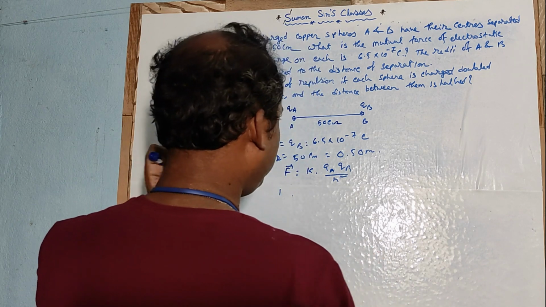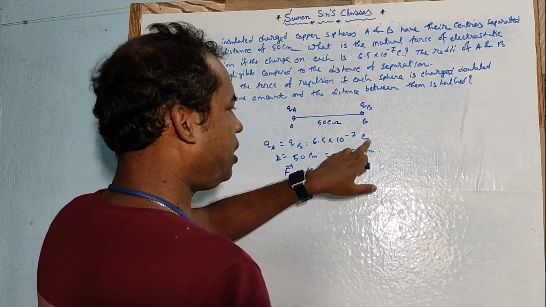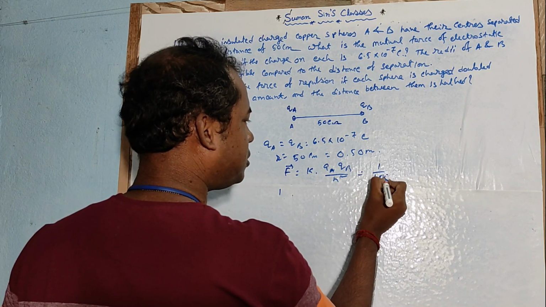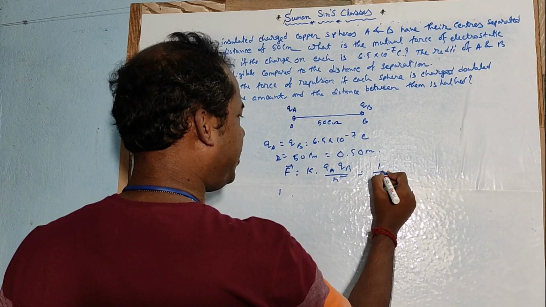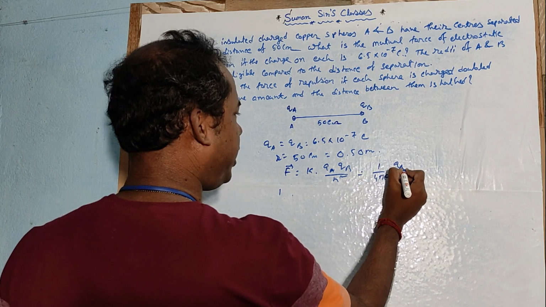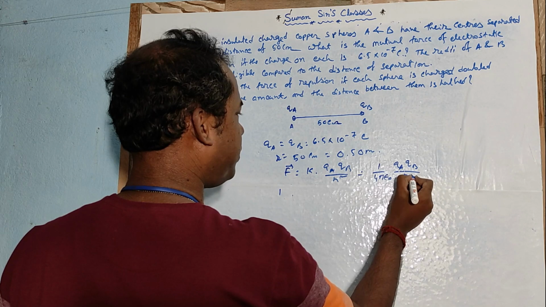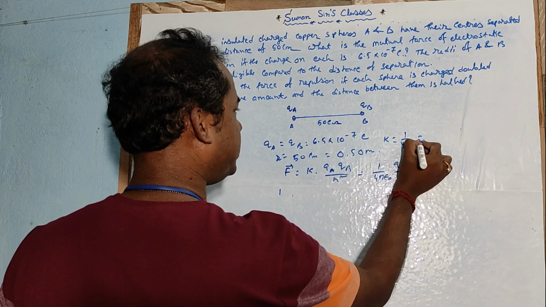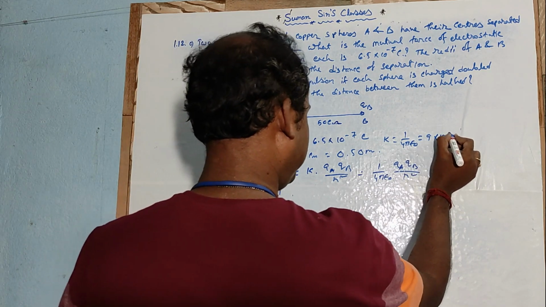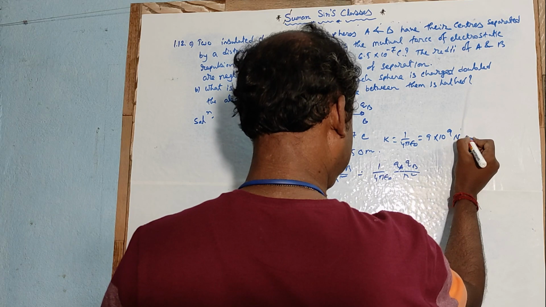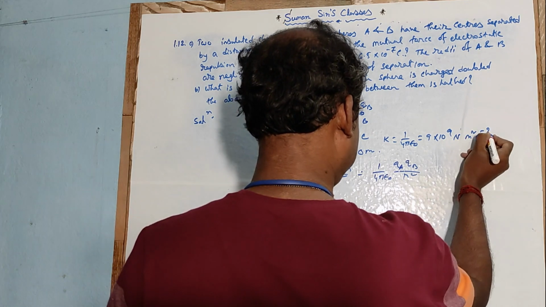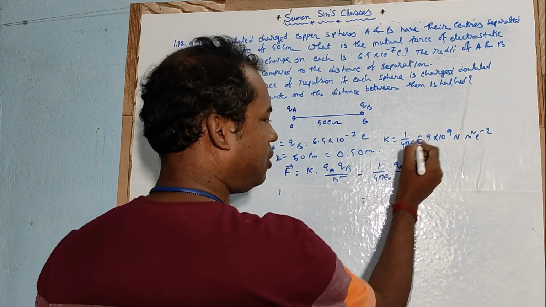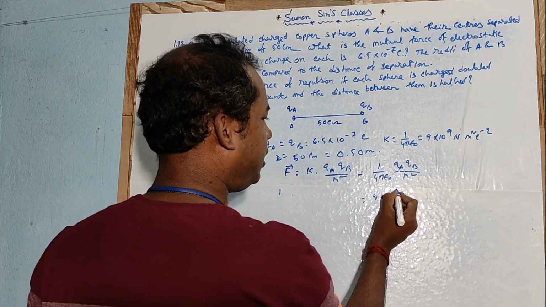Here the charge is measured in coulomb and the distance in meter. In the SI system the value of K is 1 by 4 pi epsilon naught. So F equals 1 by 4 pi epsilon naught QA into QB by R square, because K equals 1 by 4 pi epsilon naught, that is equal to 9 into 10 to the power 9 Newton meter square coulomb to the power minus 2. So putting all these values here, 1 by 4 pi epsilon naught is 9 into 10 to the power 9.